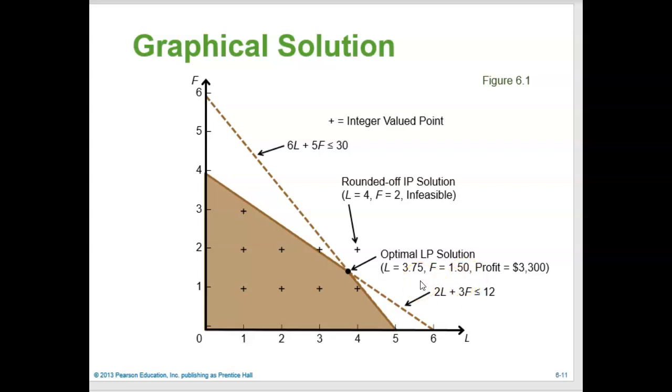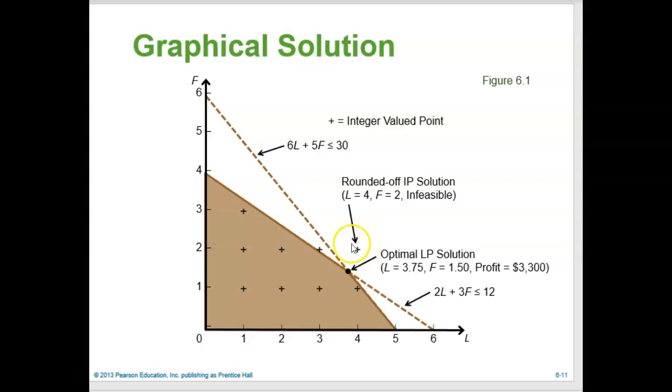So the next obvious choice would be to round up these values, right? You round up L to 4 and you round up F to 2. Now let's take a look at where it is on the graph. If I round up L to 4 and F to 2, it's referring to this point over here.